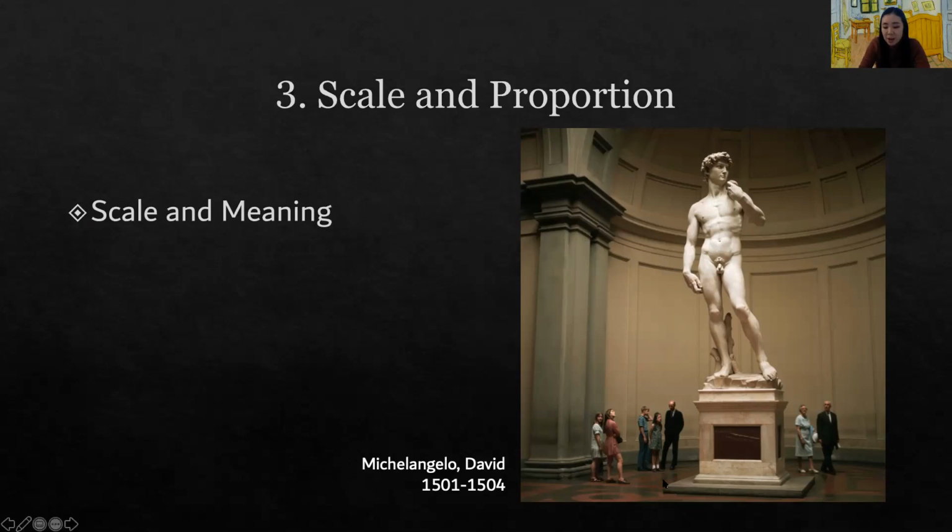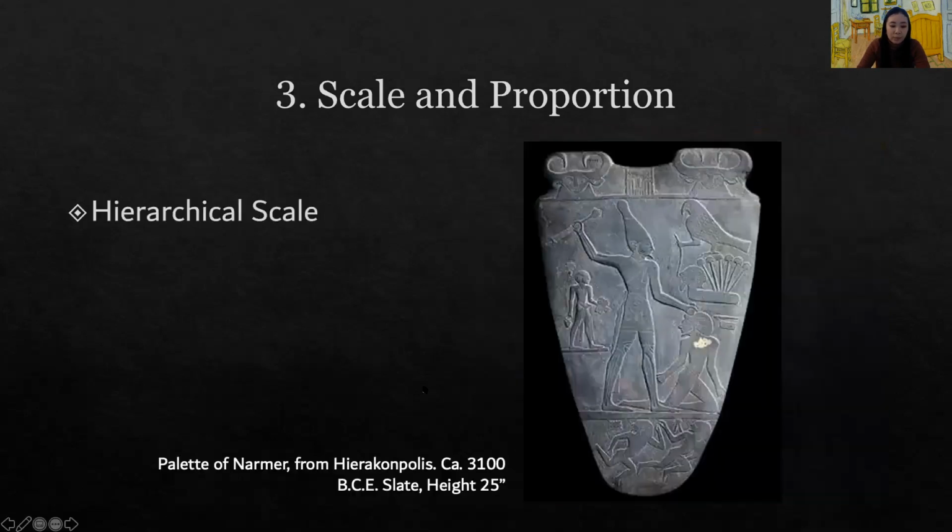And this statue is much larger than life size. It's because Michelangelo used a monumental scale to indicate heroism. So like this David statue, scale can be used for showing meaning in art. And this is the Palette of Narmer from ancient Egypt.